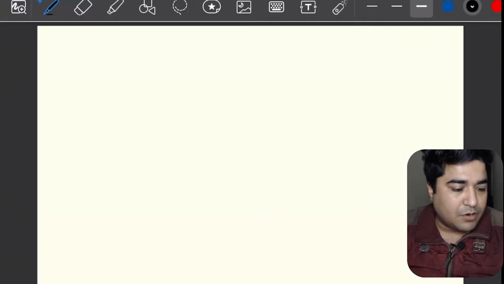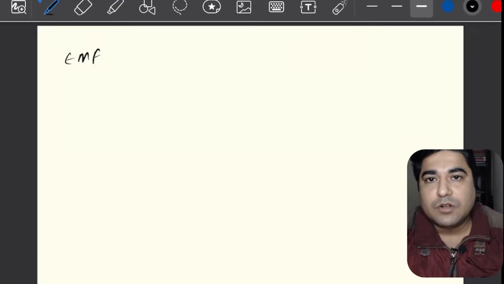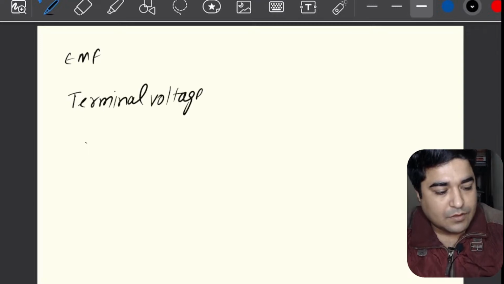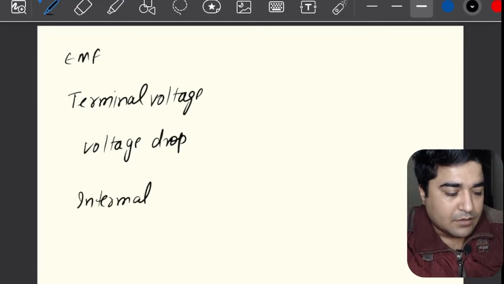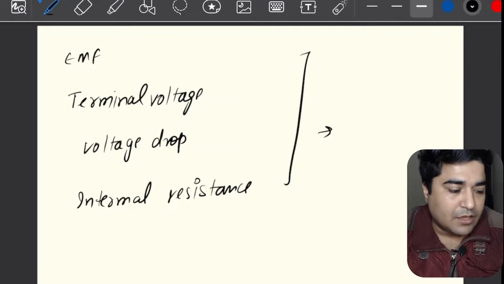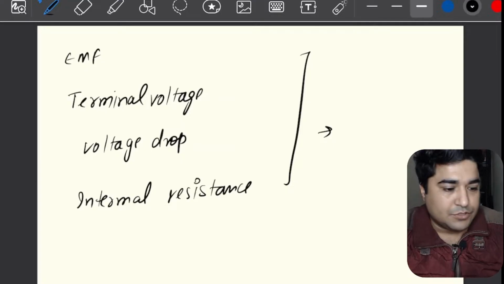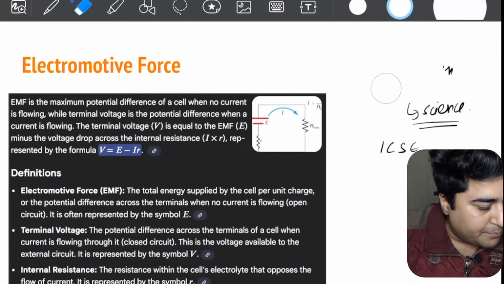So we will be talking about electromotive force. We will also be talking about terminal voltage, voltage drop. What exactly is this? And lastly, we'll talk about internal resistance. Based on these parameters, we will be covering a few numericals in this session, which are most relevant and would be capturing all the concepts related to this. So without further ado, let's jump into this part of the science.